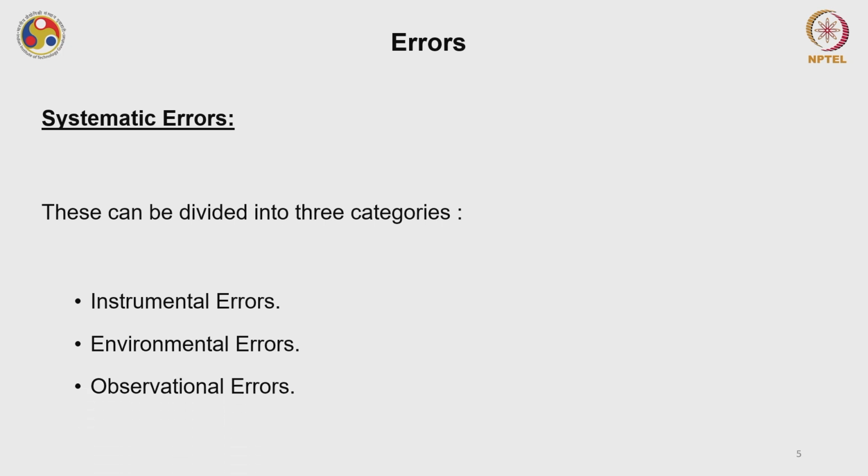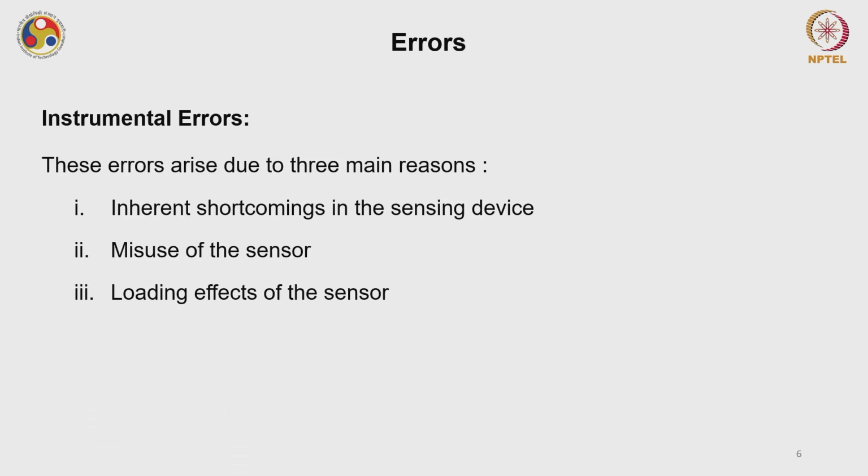Now, let us see systematic errors, which are very important in the microsensors and nanosensors domain. As I have already mentioned, these can be divided into 3 different categories: instrumental errors, environmental errors and observational errors. Let us see them one by one. What are instrumental errors? These errors arise due to 3 different reasons. The first reason is inherent shortcoming in the sensing device. Second is misuse of the sensor. And third is loading effect of the sensor. So, these instrumental errors can be because of these 3 reasons.